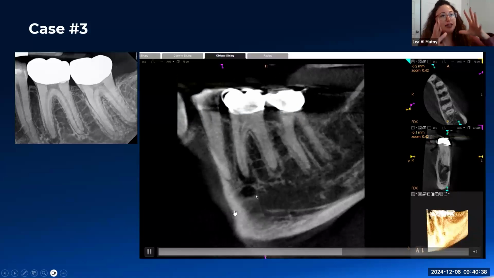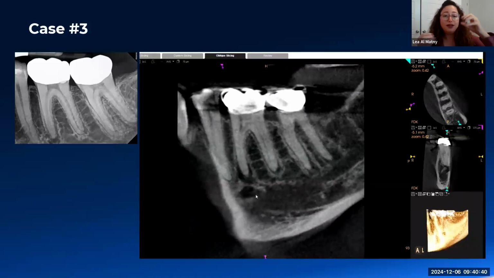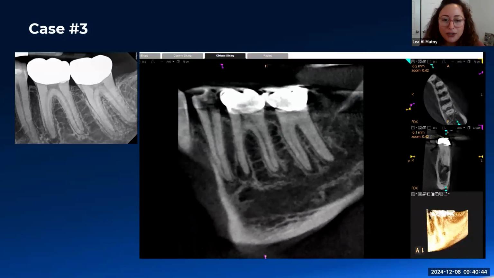So the lesion kept getting bigger to a point where it communicated with the mental foramen, and the patient started feeling that numbness. So now we know why the patient's feeling what they're feeling. If there's anything cone beam can give you, it's assurance and more information that can explain the patient's symptoms. Sometimes if we don't know why they're feeling that way, we won't know how to treat them.